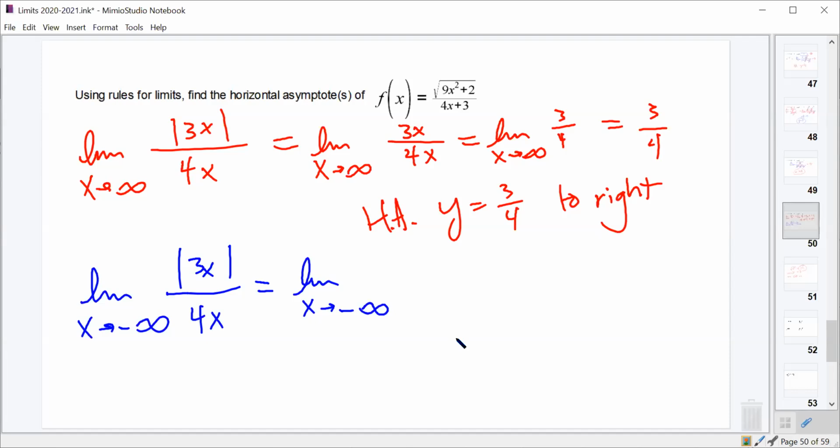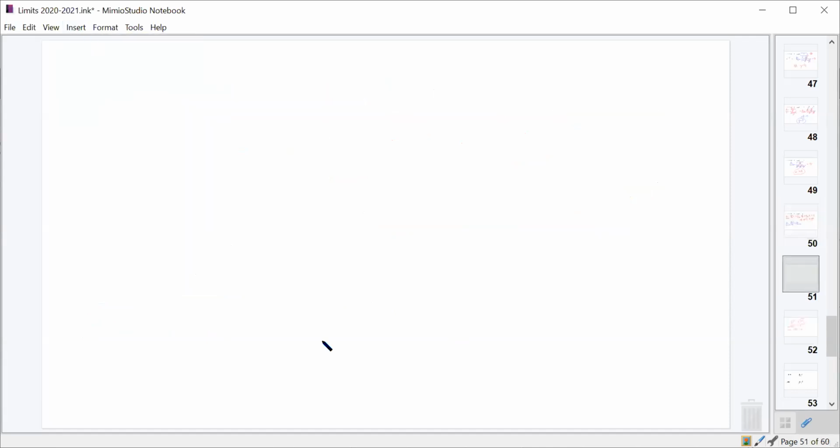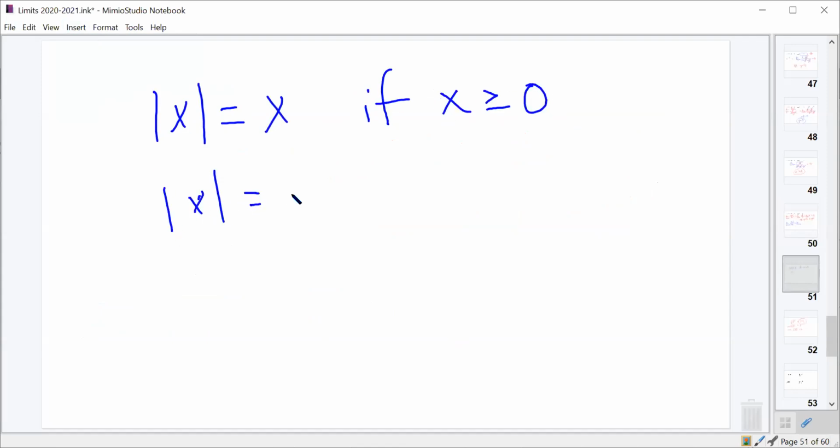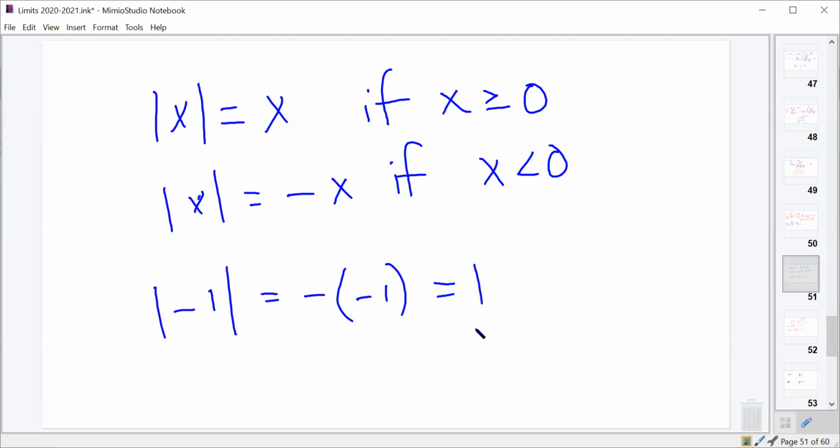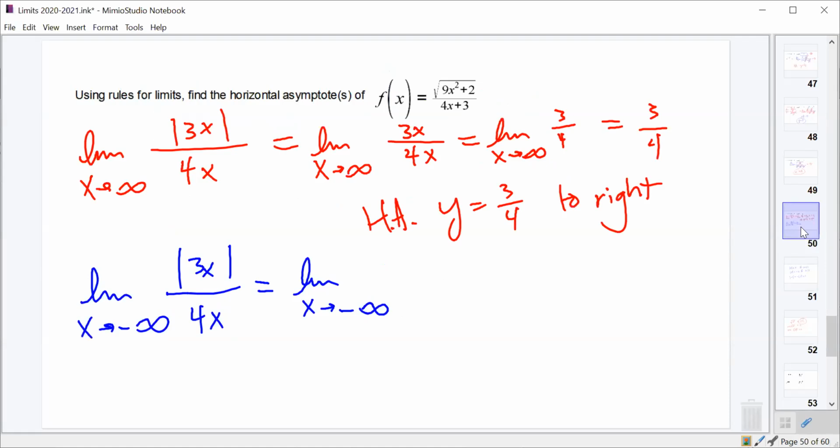And so when you take the absolute value of a negative number, you get the opposite of the thing you started with, right? The definition of absolute value says the absolute value of x equals x if x is greater than or equal to 0, and the absolute value of x is equal to the opposite of x if x is less than 0. So if I ask, what's the absolute value of -1? It's the opposite of -1. It's 1. That's effectively what we're doing here. What's the absolute value of 3x when 3x is a negative number? Well, it's negative 3x, the opposite of 3x. Does that make sense? Any questions on that?